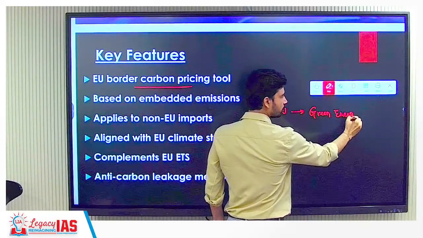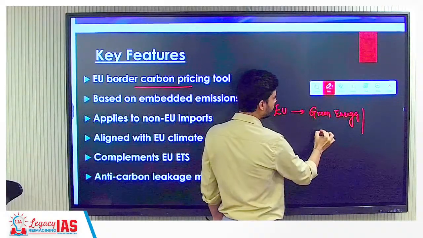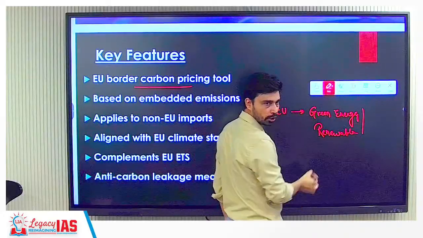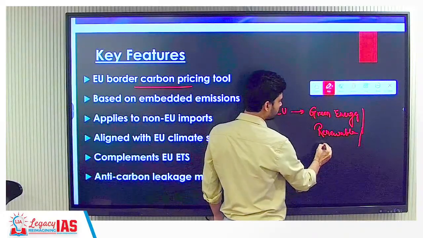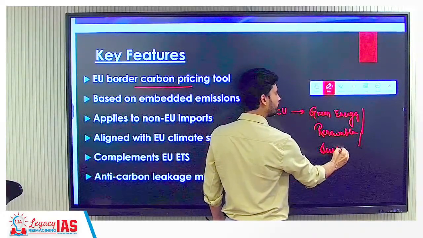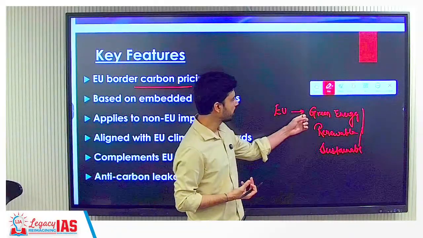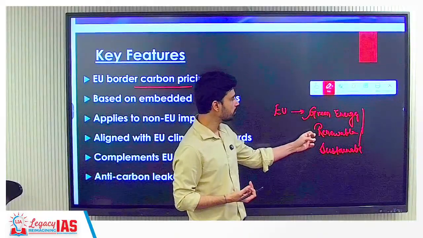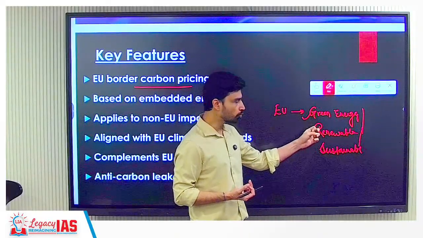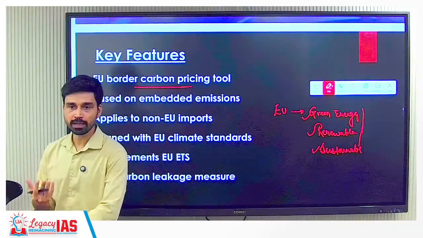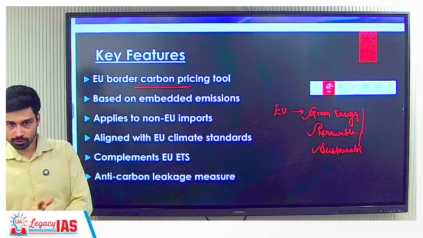Green energy. Okay, or we can say which kind of resources, renewable resources, right? Or what kind of development they want? Sustainable. So this is the new focus. European Union wants to use as much green energy as possible, dependent upon renewable sources, and focus more on sustainable development. They want to reduce the impact of global warming, climate change, and all that.